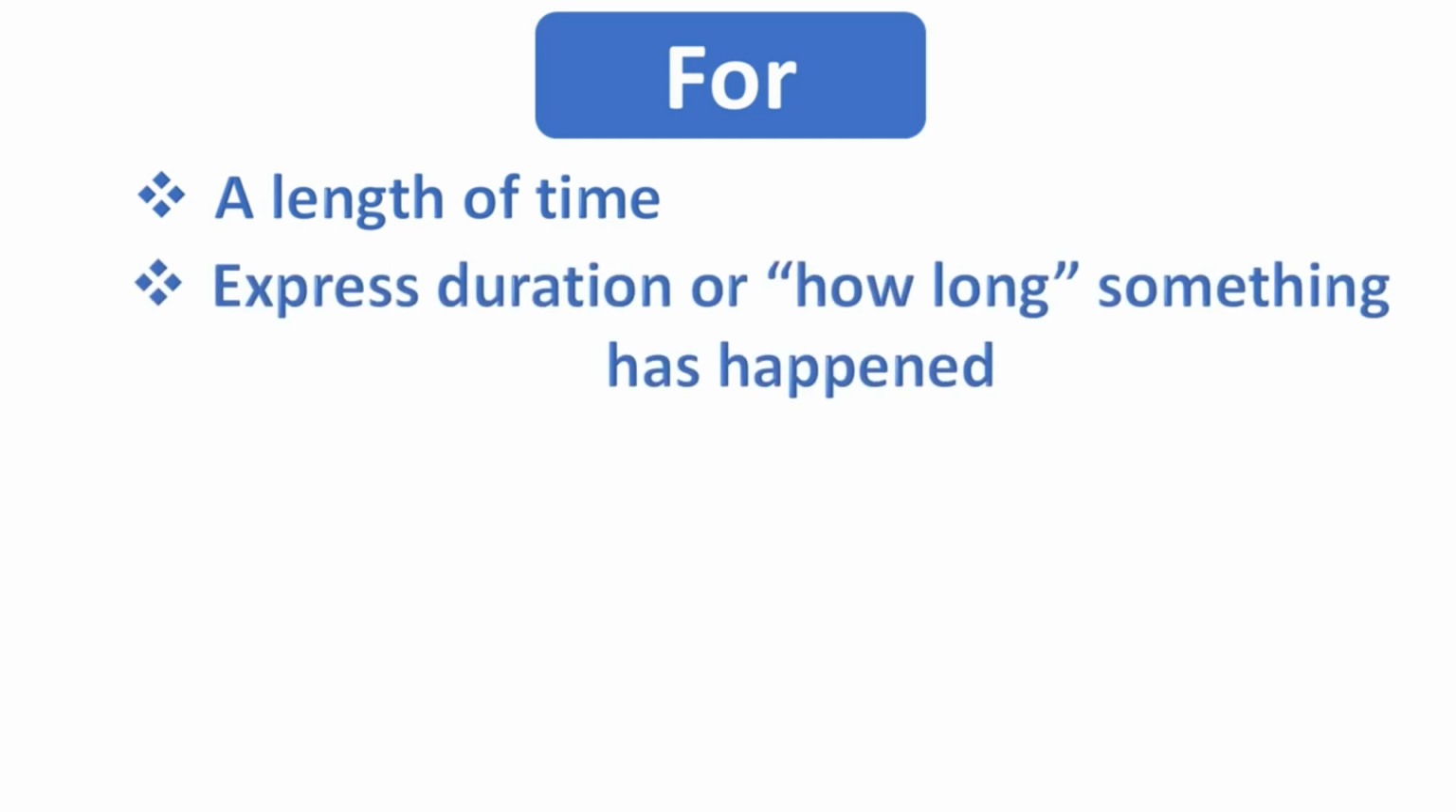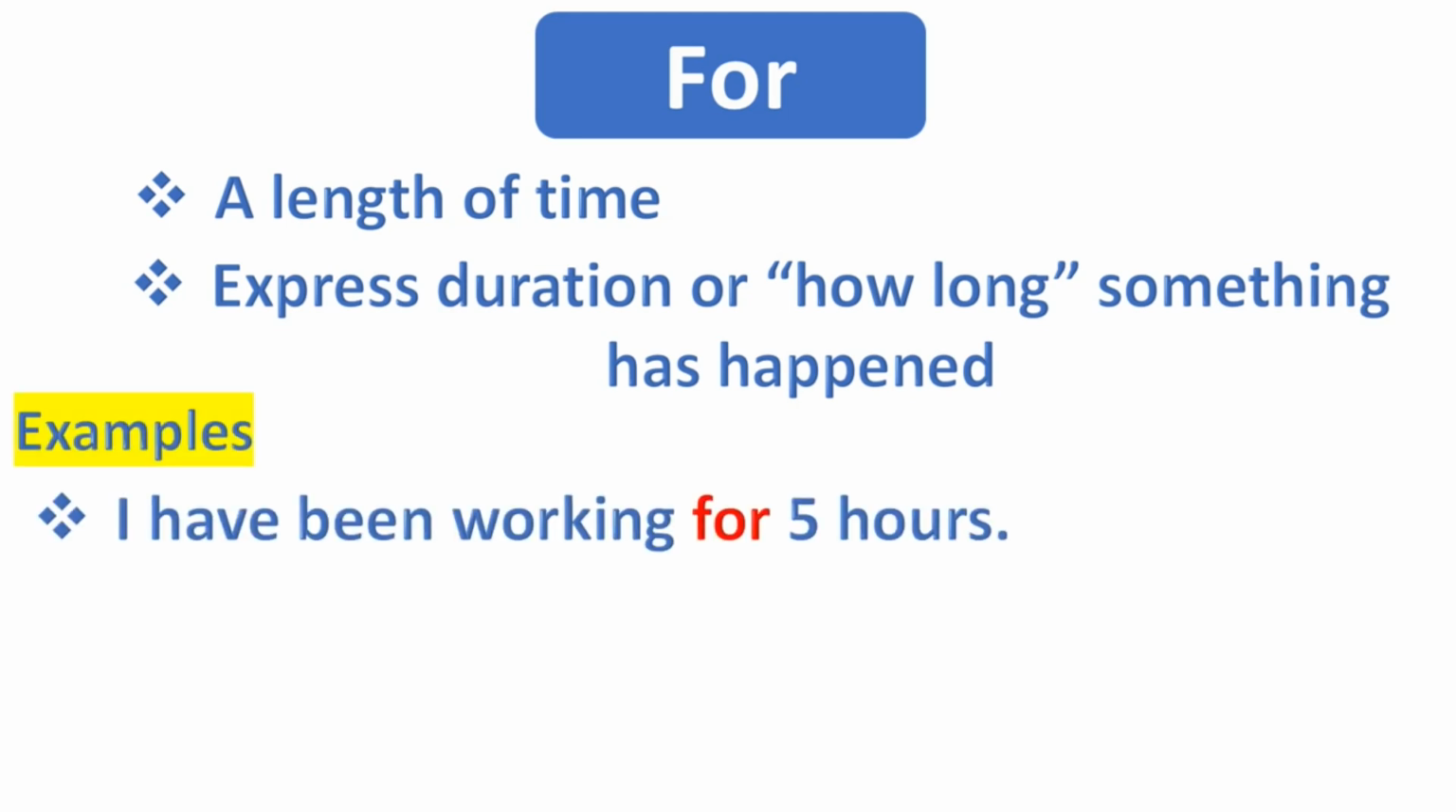Now I will talk about for. We use for to express a length of time in English. It's used to express duration, or how long something has happened. Let's take a look at some examples.